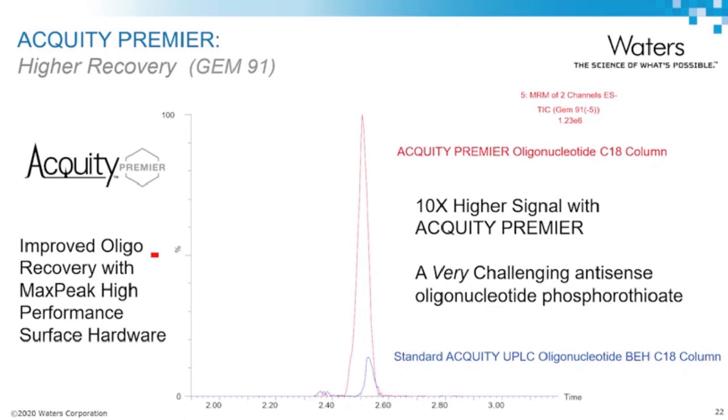This is shown here as a blue chromatogram. Standard Acquity column, the signal is less than what we get with our Premier column. And on a Premier column, the red chromatogram, you can see about 10 times greater signal.